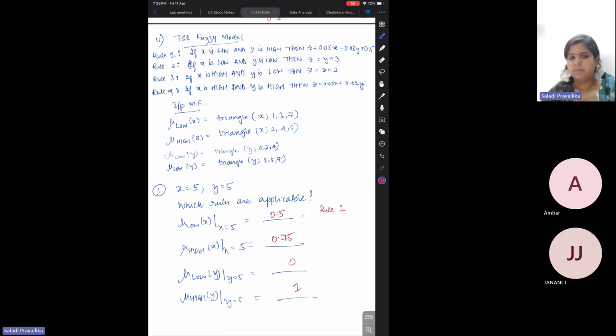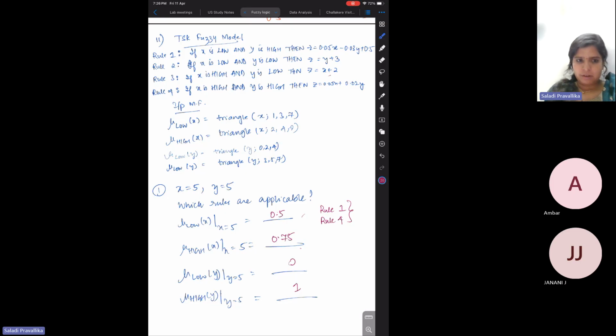Let's look at rule 3. If X is high, which is 0.75, a non-zero value, and Y is low. Y is low is a zero value, so hence rule 3 is not applicable. Then rule 4: X is high, which is 0.75, which is true, and Y is high, which is equal to 1, which is true. So rule 4 is also applicable. So rule 1 and rule 4 are applicable for this case.